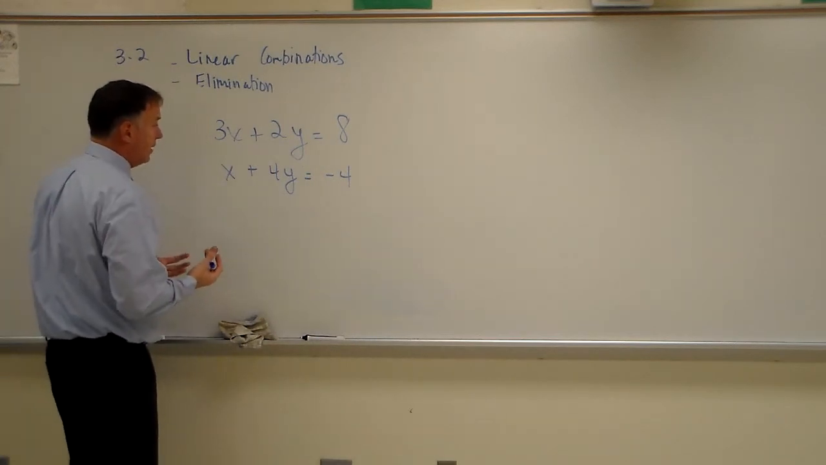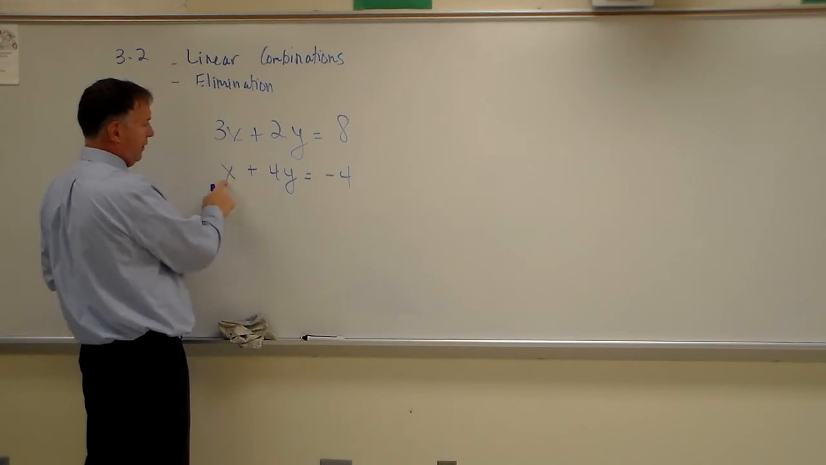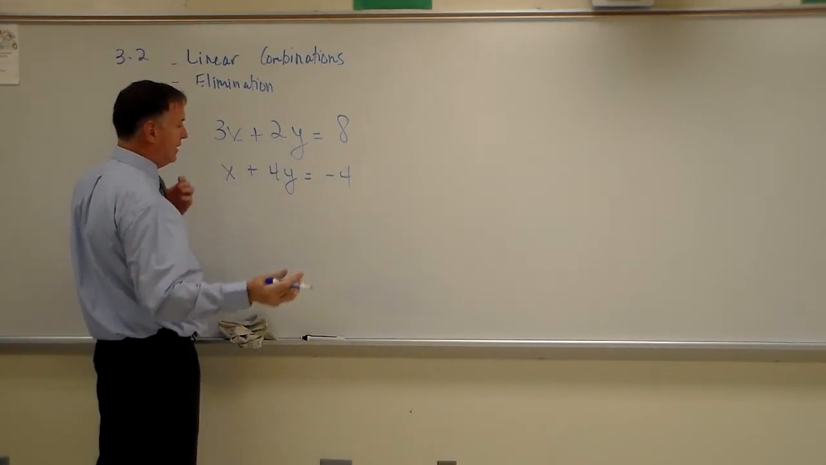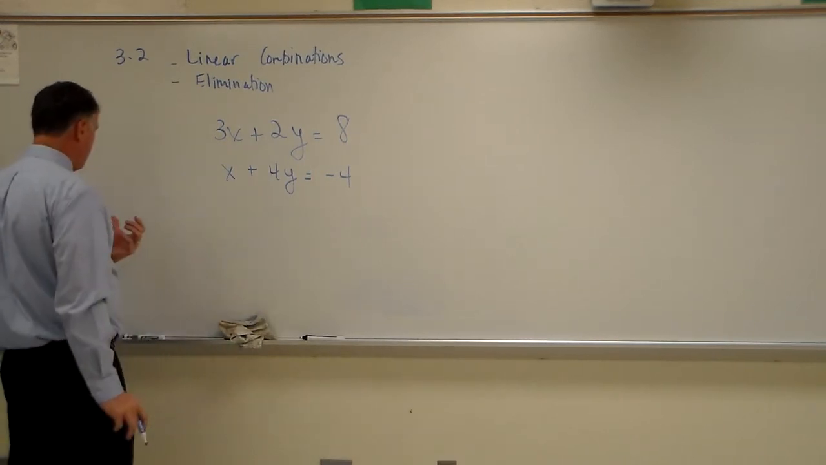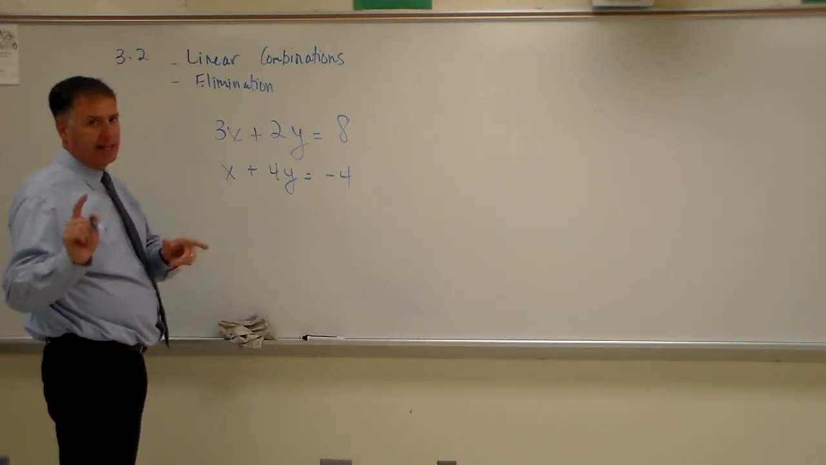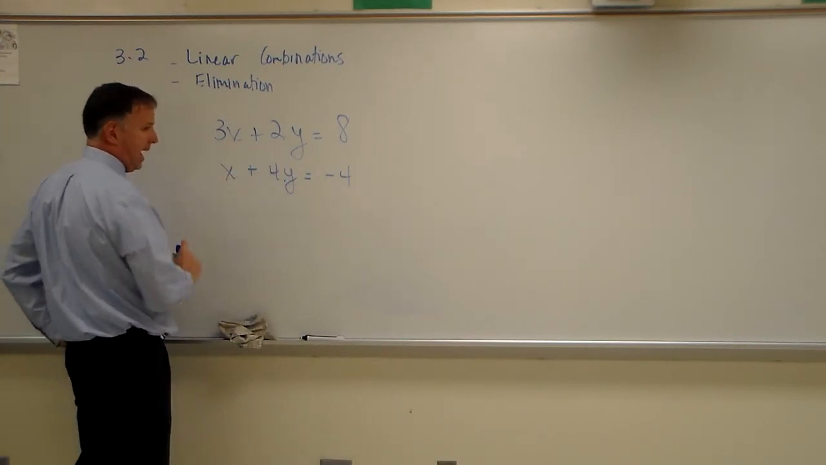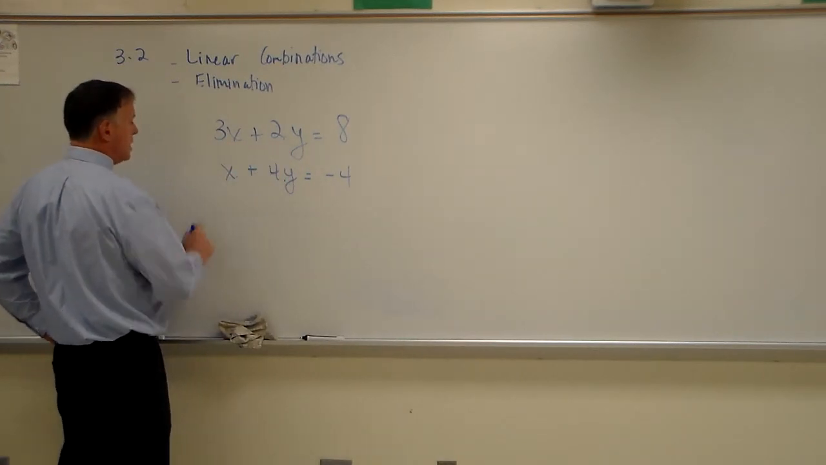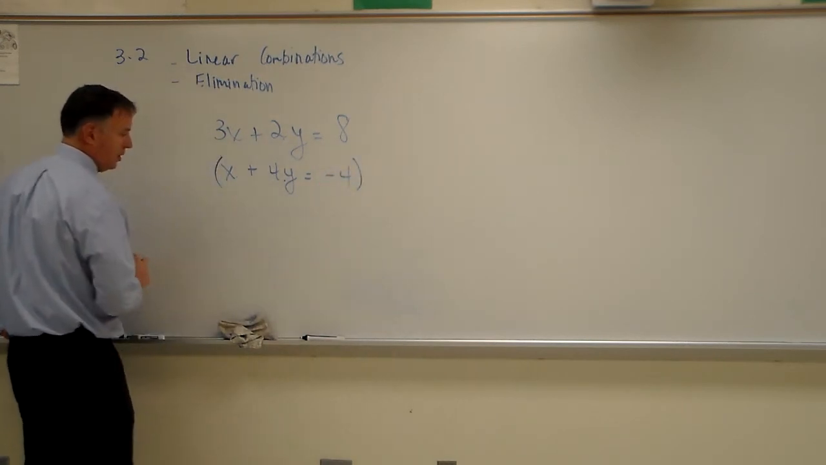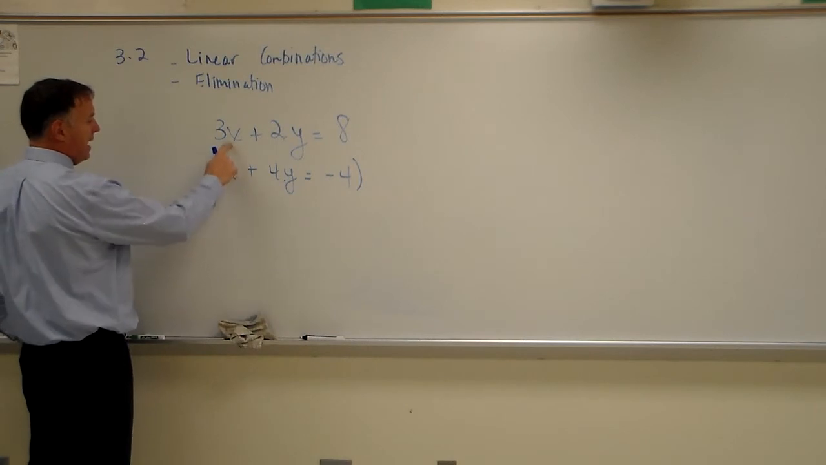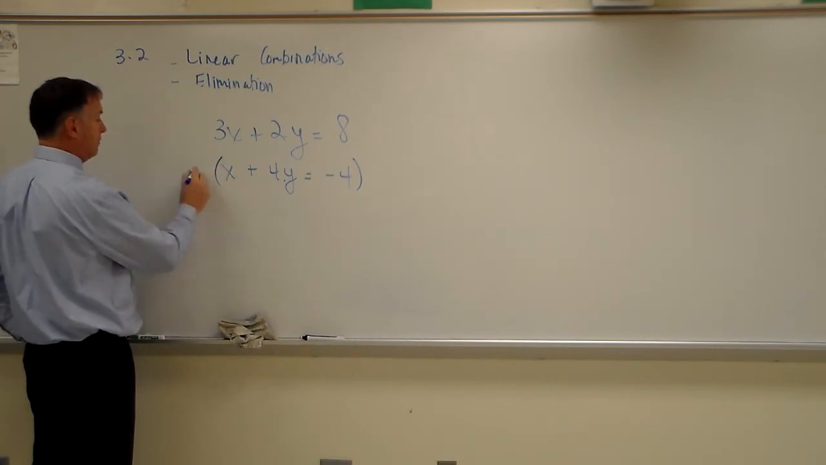So if I look here, if I add these, I can't get anything to cancel. That's going to be a 4x, that's going to be a 6y, that doesn't help me, okay? So what I've got to do here is pick a letter that I want to cancel. Either pick x or pick y. I'm going to pick x, okay, watch. I want to make my x's cancel. What do I have to multiply this equation by to make my x's cancel? And the answer to that is negative 3.